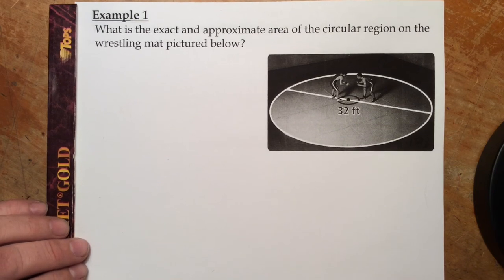These are examples for section 11.3, area of circles and sectors. Example 1. What is the exact and approximate area of the circular region on the wrestling mat pictured below?